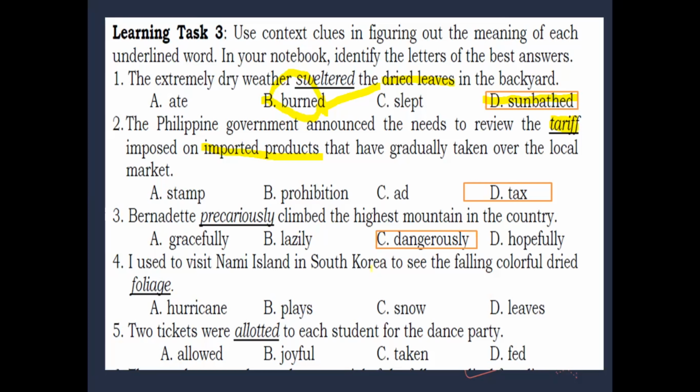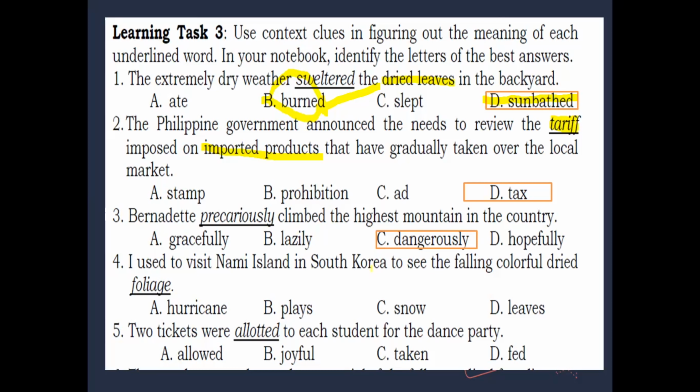Why? Why is it dangerously? It says, in a position that is likely to fall or collapse. If you are in a position that you are likely to fall, malalaglag ka na at matutumba, you are in a dangerous position. So, precariously is dangerously.